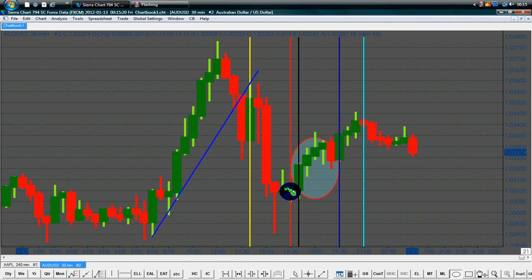That's 4:30 p.m. up to 7:30 p.m. London time. That's the gap period. It doesn't matter whether you are trading stocks, commodities, or currency. You must understand these simple rules.